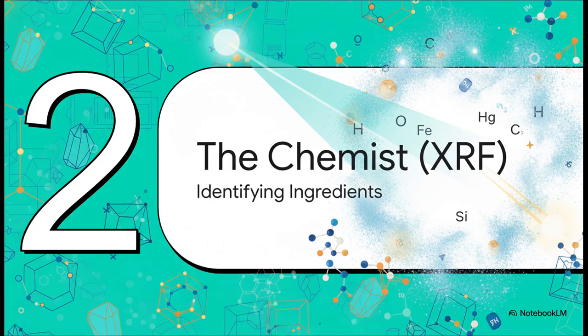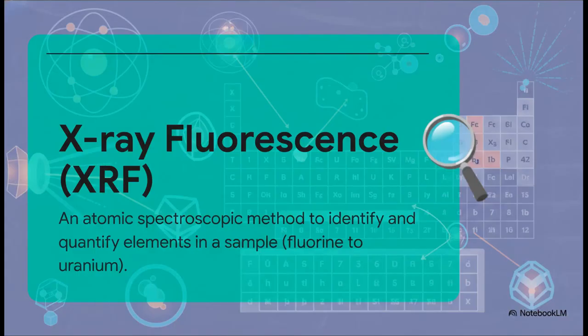Okay, so that's our architect, XRD, meticulously mapping out how a material is built. But you know, that's only half the story, isn't it? To really get the full picture, we also have to know what ingredients went into the mix in the first place. And for that, we need to turn to our second expert, the chemist, otherwise known as X-ray fluorescence, or XRF. Now, XRF is a completely different kind of tool.